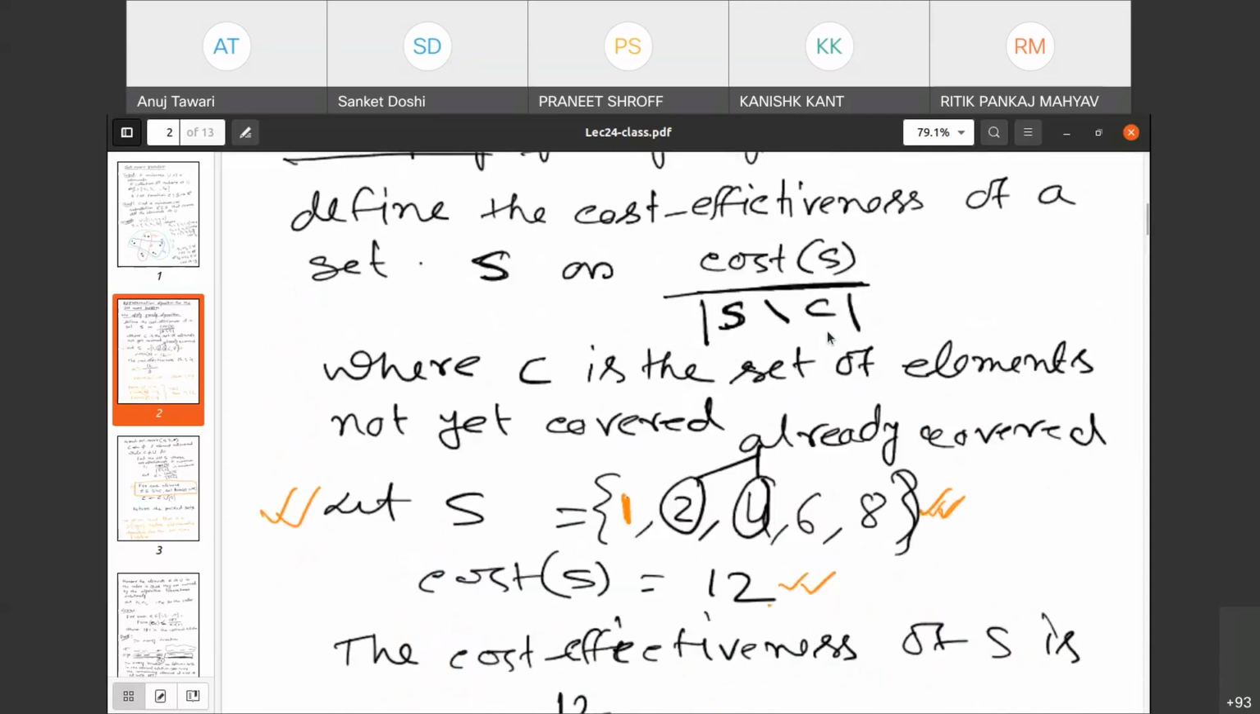Now, once we have done this, we want the total cost of the subsets we have chosen, right? Because we can't just add the cost effectiveness and get the final optimum value. Because it will just give summation over all sets in our set cover of cost of S divided by S minus C. We don't want this S minus C, right? We just want the sum of the costs of the subsets which are involved. So how do we do that? That's the main issue. How do we find the final optimum value?